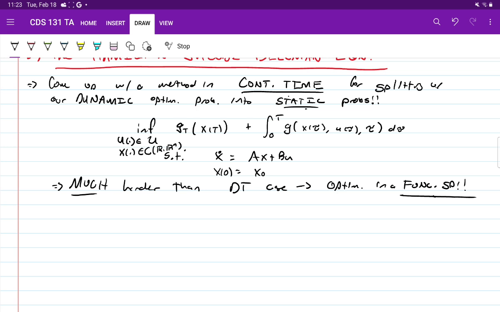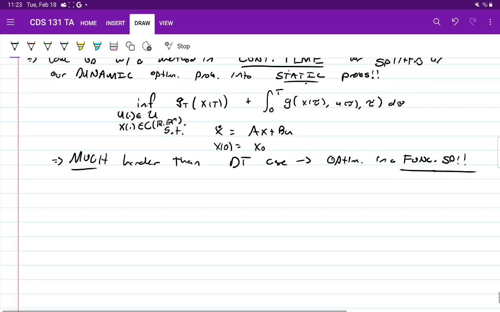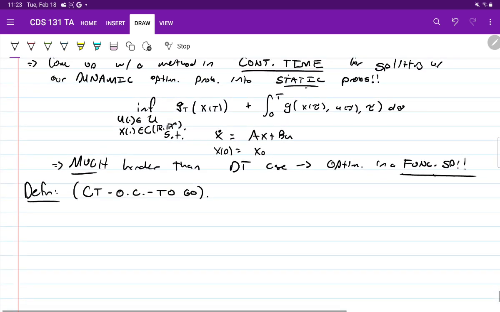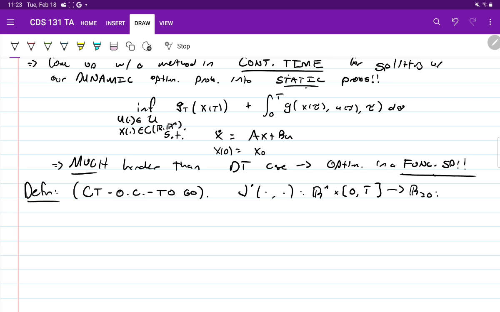All right. First, I'm just going to go ahead and define a continuous time optimal cost to go. So this brings us to the definition. Given one of these basic continuous time problems, we're going to define this as the map J star going from two arguments: a state in R^n and now an interval in R, 0 to T. We're mapping to R greater than or equal to 0.